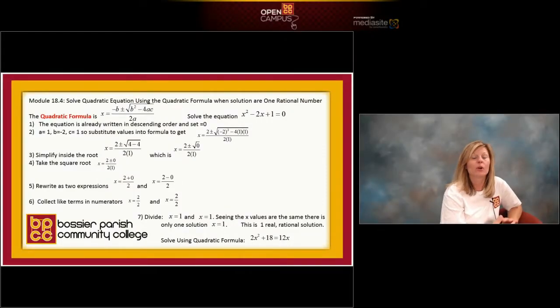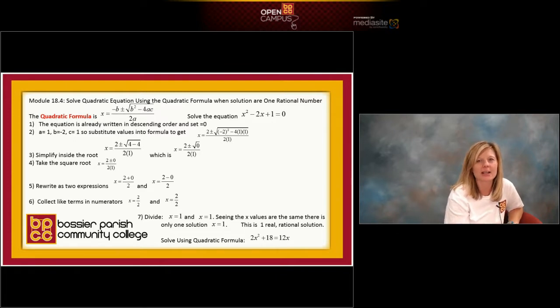Welcome back. We are still working on solving quadratic equations using the quadratic formula. In today's module, I want to show you just because you use the quadratic formula doesn't guarantee you will always get two real rational solutions. So let's look at our equation.